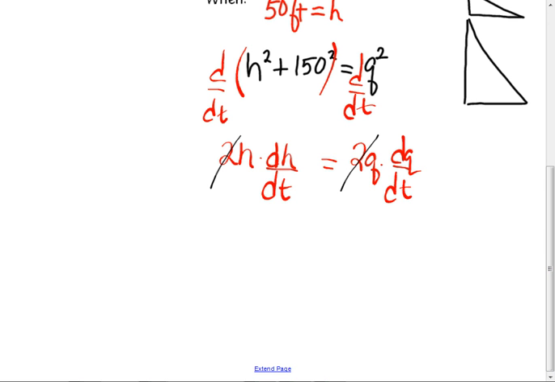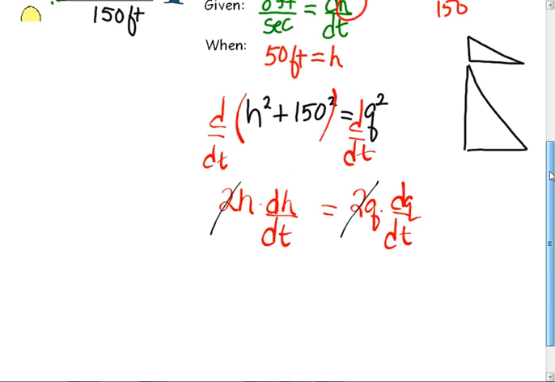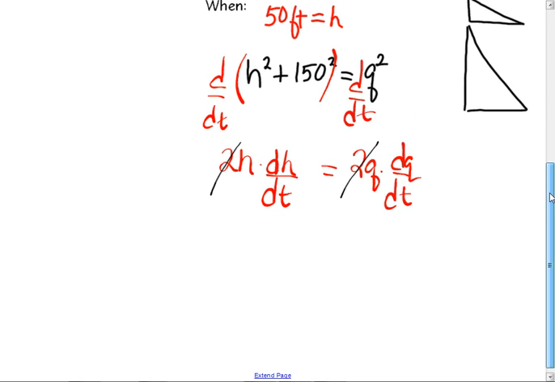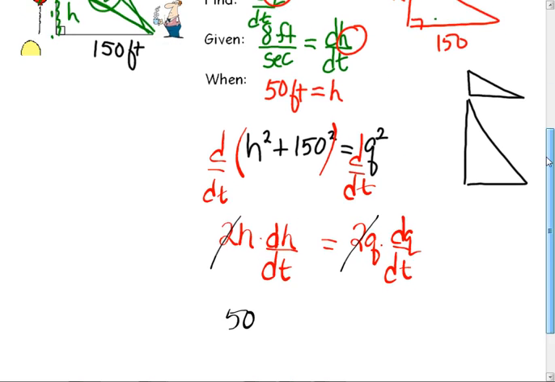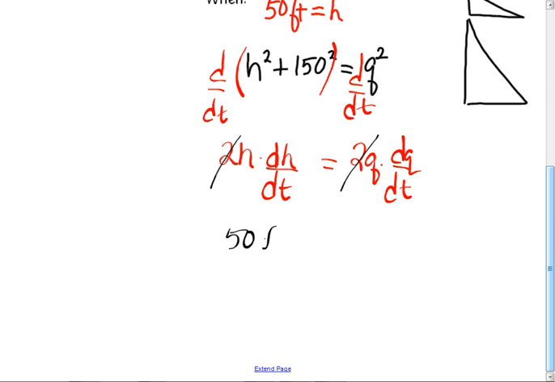And then you guys are not real good with the algebra, so let's put the numbers in now. What's h? 50. Do I know dh/dt? Well, we're going to go back up and look. Oh, I do know. It's 8 feet per second equals q, which I don't know at the moment, times dq/dt. If I can find out what q is.